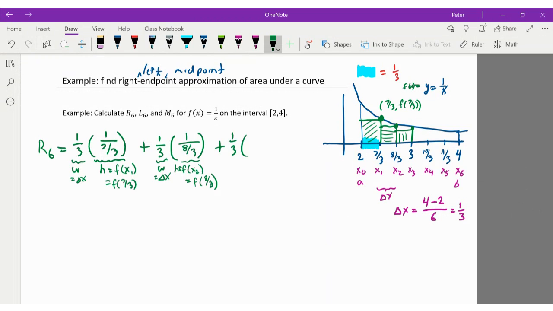It's going to be 1/3. I get to x3, which is 3. So f of 3. And I do the fourth rectangle, and the fifth rectangle, and finally, the sixth rectangle.